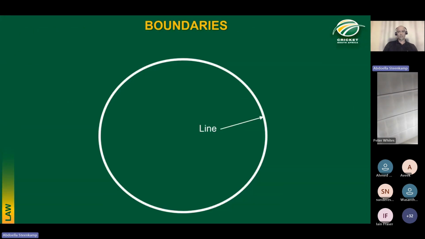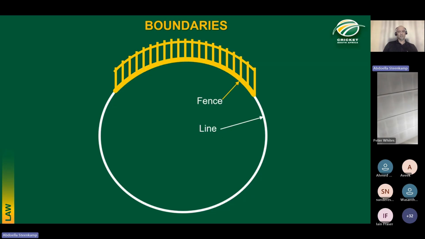So where will the boundary be if we do use a line? Where the arrow is pointing, the inside edge. If we're using a fence, the inside edge of the fence. Similarly, the inside edge of the rope. Similarly posts and flags.